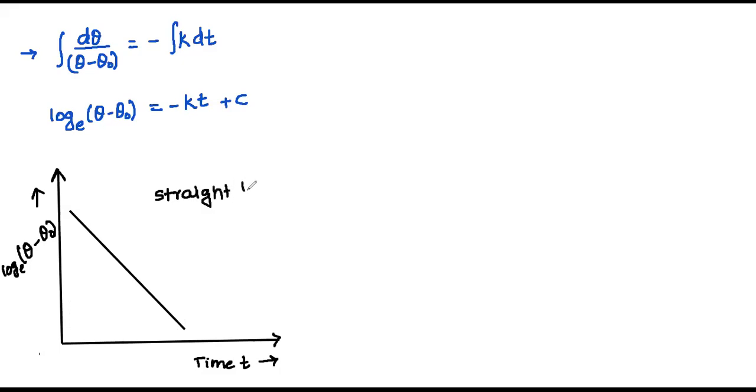Straight line with negative slope. Okay, this is just for studying the cooling curves. If this function is there, then your graph will be like this. So your log e theta minus theta naught versus time graph will come like this with negative slope. Next one.